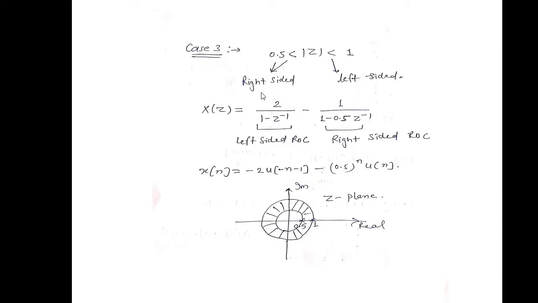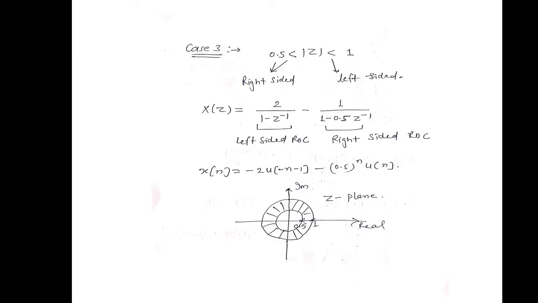So for the first part, this part is left sided because ROC is less than 1. This part is right sided because ROC is greater than 0.5. Okay, so we can define the final signal, the discrete time signal x of n sequence, like 2 multiplied by 1 to the power n, and 1 to the power n is always 1, and u of minus n minus 1 because of the left sided ROC, minus 0.5 to the power n, and u of n because this is the right sided ROC.